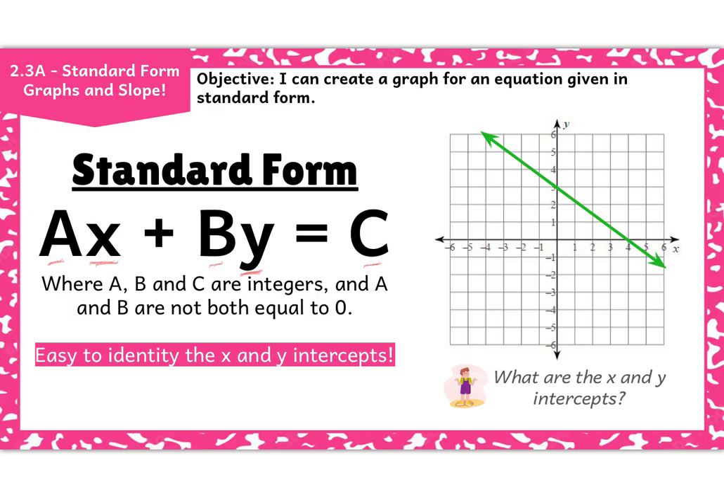So what is an x and y intercept? Similar to slope-intercept form, a y-intercept is any point crossing the y-axis. So here the point 3, or more specifically (0, 3), is a y-intercept because the x value is 0, so it's a point on the y-axis.